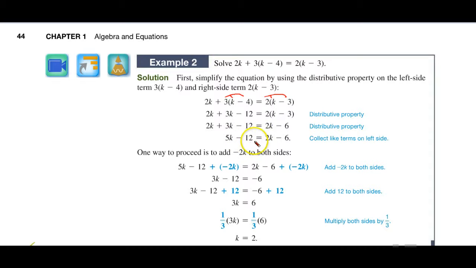Then again, we want to get all of the k's, the variables, to one side. So we would transpose that. That would give us a 3k. Transpose this. Again, a negative 12 on this side becomes a positive 12. So this gives us a 6. And again, we divide by the numerical coefficient. k equals 2.